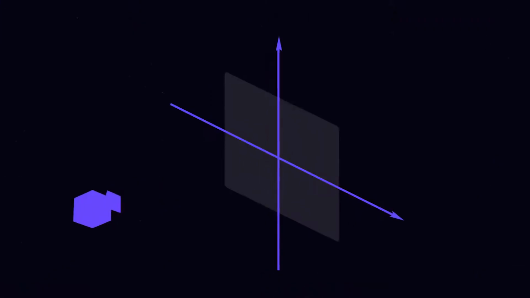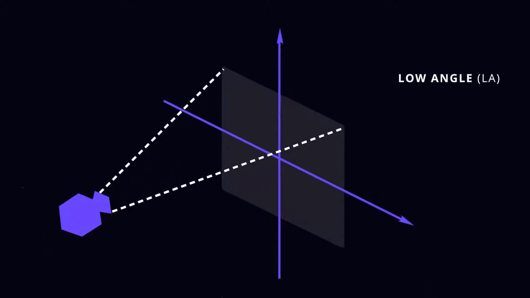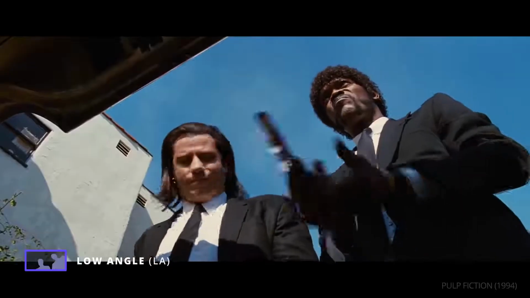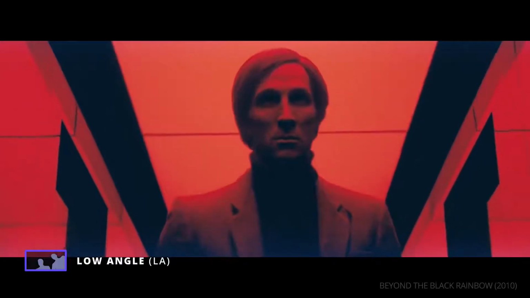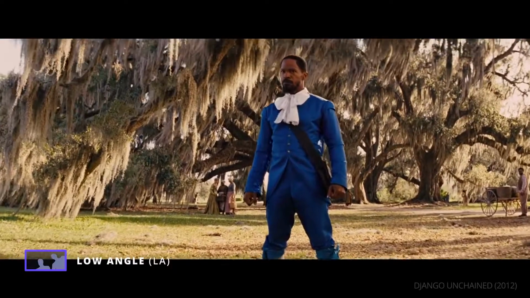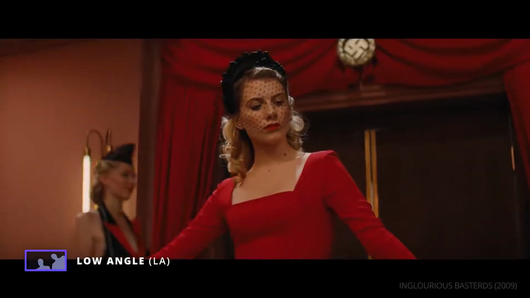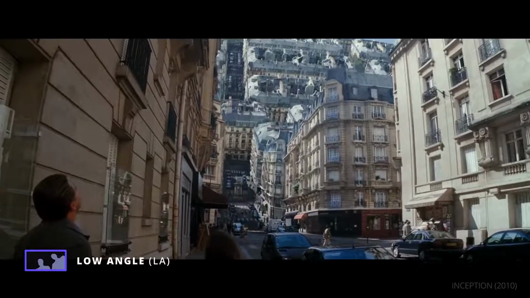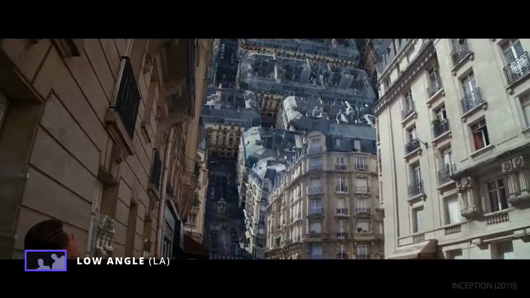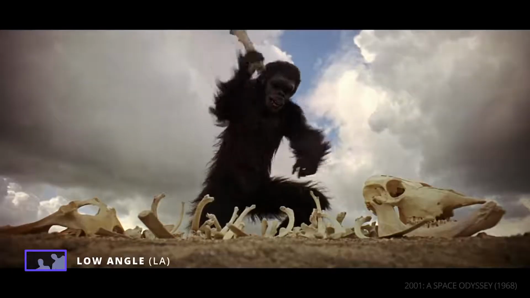Any shot that finds itself below a subject's eye line, looking up at them, is a low angle shot. Low-angle shots are typically used to make a subject look more powerful, perfect for heroes and villains alike. The degree can be subtle or extreme. Low angles are not confined to human subjects like in 2001, but the effect is the same.